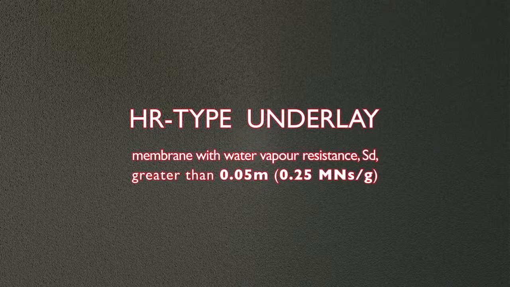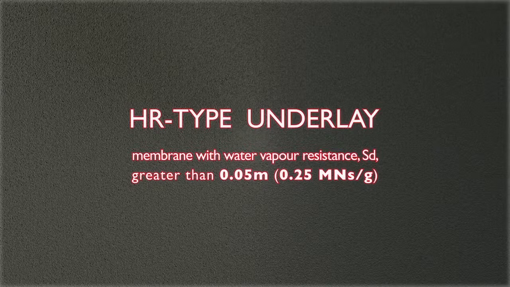HR underlays can also be plastic sheets of various compositions, and performance criteria for these are given in EN 13859-1, the definitions and characteristics for underlays. The main characteristic of HR underlays is that they are impermeable to water vapour. This high vapour resistance gives them the name.